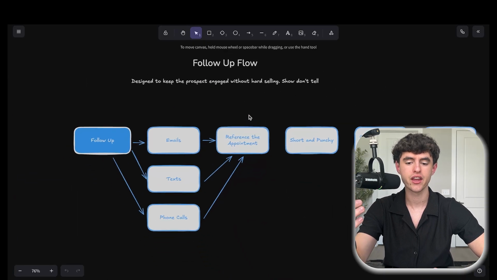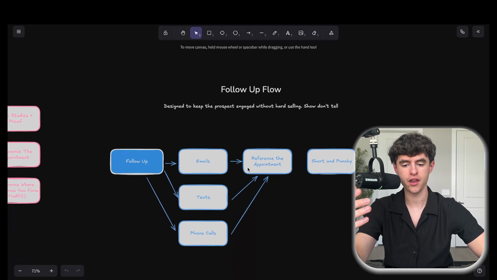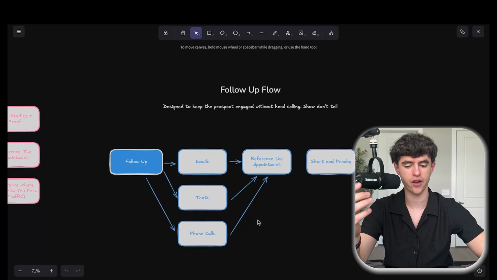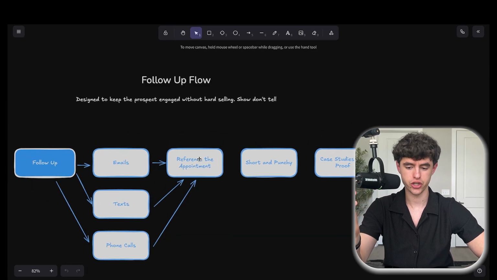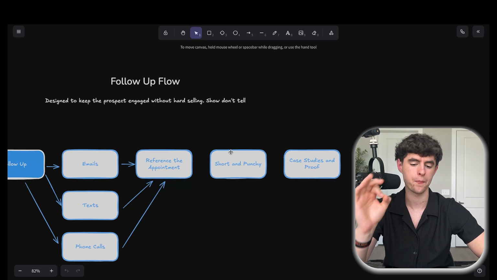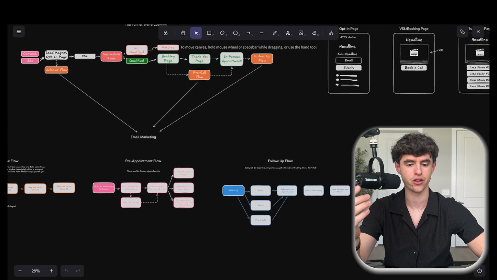And then finally, the last flow, which is the least amount of work that needs to be done, is the follow-up flow. You're just going to send them emails, texts, phone calls, all this kind of stuff. This is where you as an agent basically know what to do. If you're established, you just want to reference the appointment, make it short and punchy. Again, provide some more case studies and proof, and then content and sales assets, right?